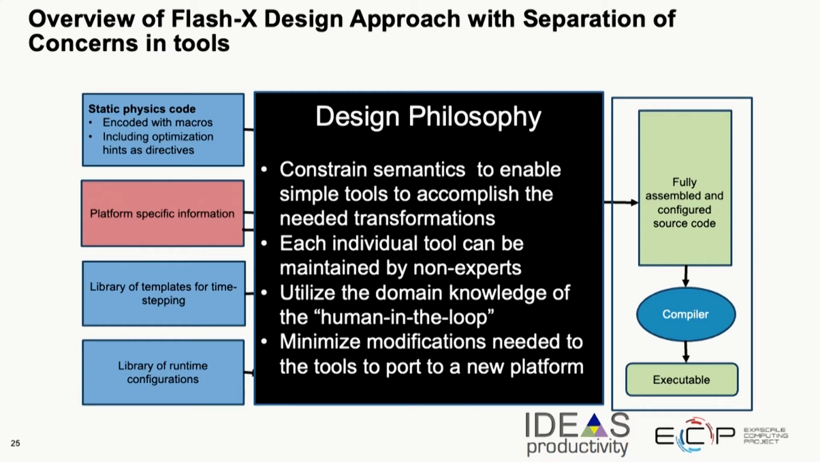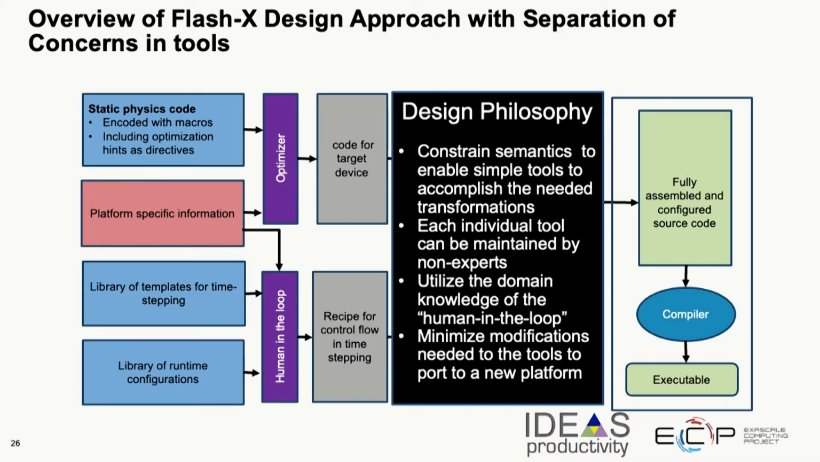There is a library of runtime configurations, the pipelines that you can build for making the runtime tool execute appropriately. And so the tools then come in here. The optimizer and the macroprocessor generates the code for the target device. The human in the loop decides which templates and runtime configurations to use, and that puts together a recipe for control flow in time stepping.